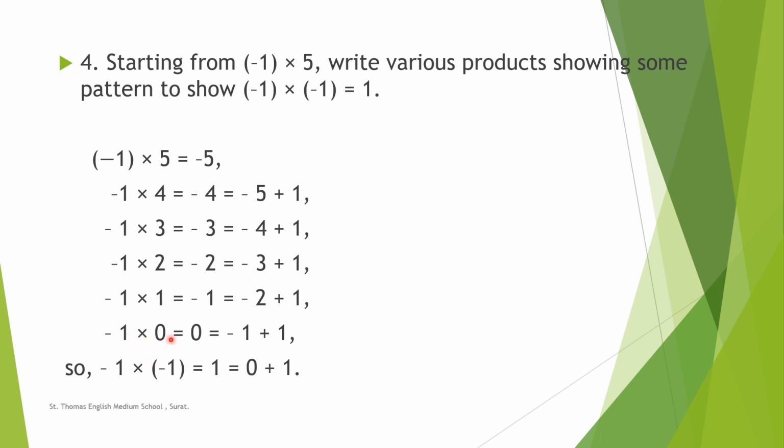Minus 1 multiplied by 0, answer is 0. That is minus 1 plus 1. And the last one, minus 1 multiplied by minus 1, answer is 1. That we can write 0 plus 1. Clear? So minus 1 multiplied by minus 1, answer is 1, is equal to 0 plus 1. Clear? This is just a pattern only.